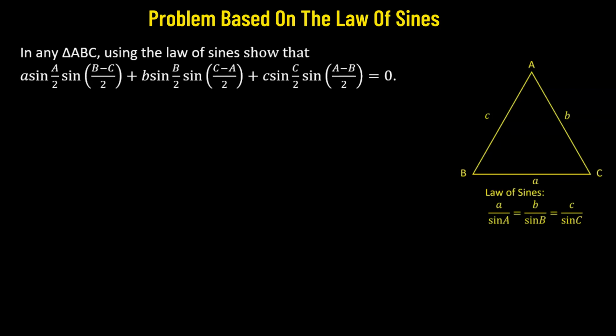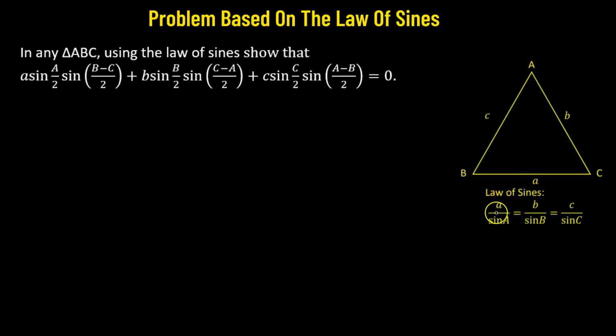So using the law of sines in a triangle ABC, we need to show that the given trigonometric equation holds true. Let us begin. First, we'll define the law of sines. For that, we will consider a triangle ABC whose sides opposite to angles A, B, and C are represented by the letters a, b, and c in lowercase.